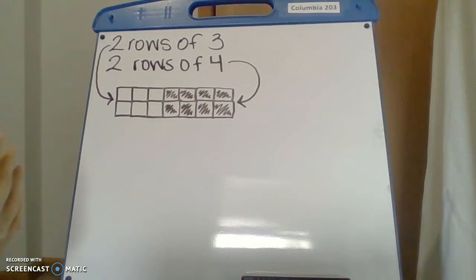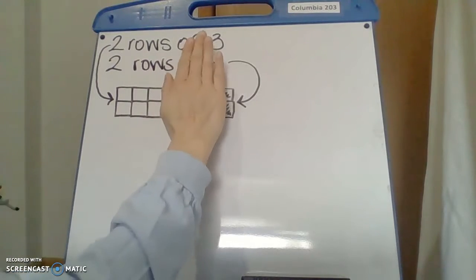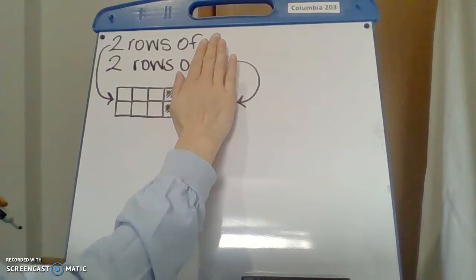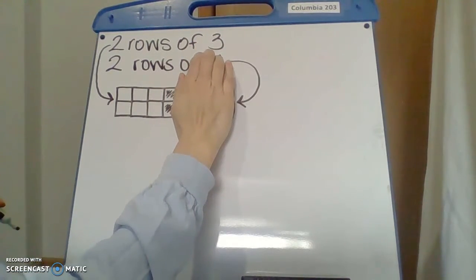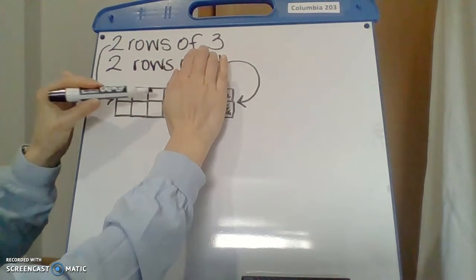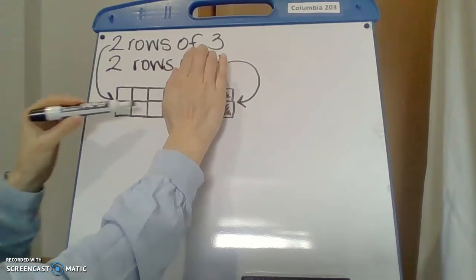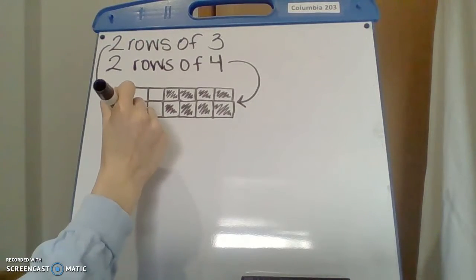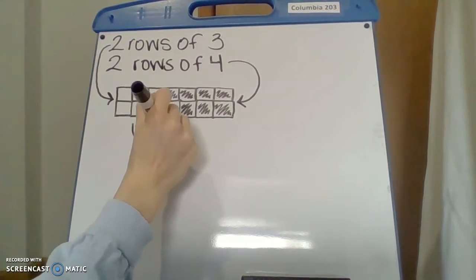So what we're going to do now is try to find the total. So first, the only thing you're looking at is the first array. So that 2 rows of 3. Okay? So how many total are there? Well, we know 3, the top, plus another 3 is going to give us 6. So you have 6 here.